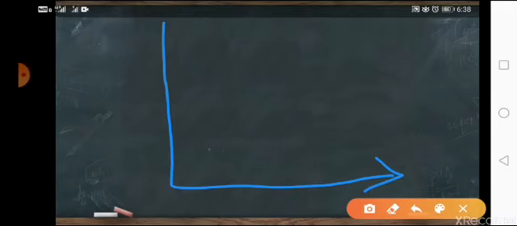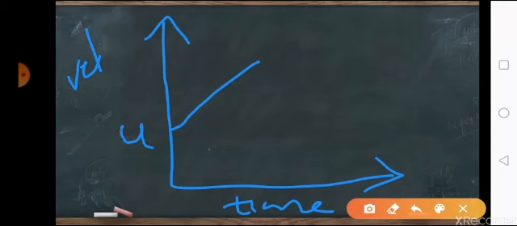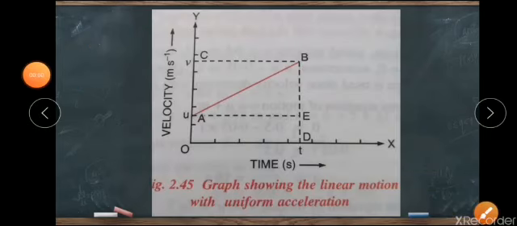Now, for deriving, we are going to consider the velocity time graph. You know that velocity will be along the x-axis and time will be along the y-axis. Now, we are going to consider a body moving with uniform acceleration with initial velocity u, and this is going to be the final velocity of the body v in time t, right? This is how the final graph will look. Now we are going to derive.